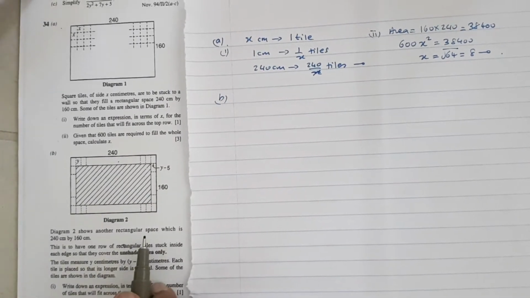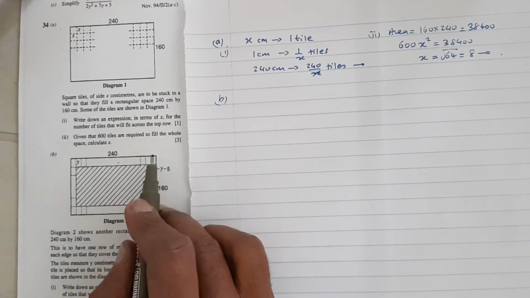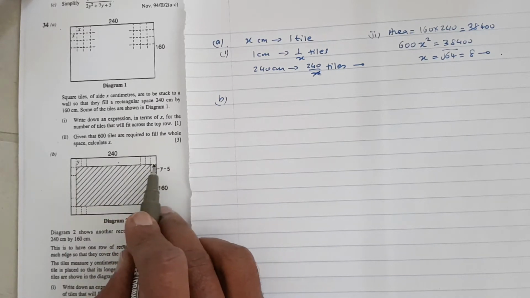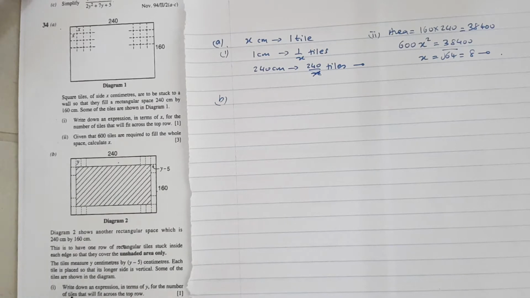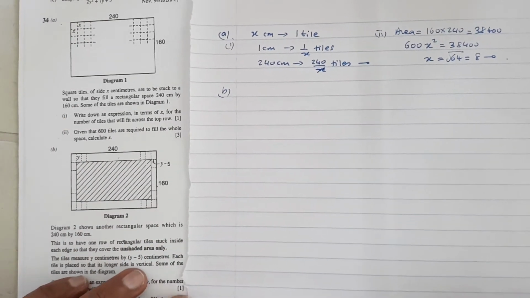Diagram 2 shows another rectangular space which is 240 by 160 centimeters. This is to have one row of rectangular tiles stuck inside each edge so that they cover the unshaded area only. Now, the tiles are measured y centimeters by y minus 5. As can be seen, this is y centimeters, and this small space is y minus 5. Write down an expression in terms of y for the number of tiles that will fit across the top row. The top row is 240, so we're going to use the same logic.